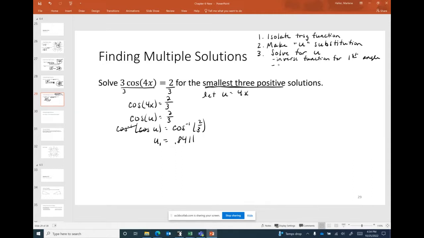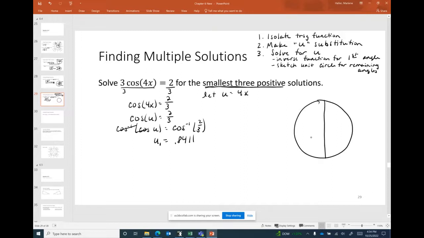Now we need to sketch the unit circle to see where our remaining angles are going to go, all right? So sketch the unit circle for remaining angles. All right, so here's your unit circle. Let's try that again. Okay.